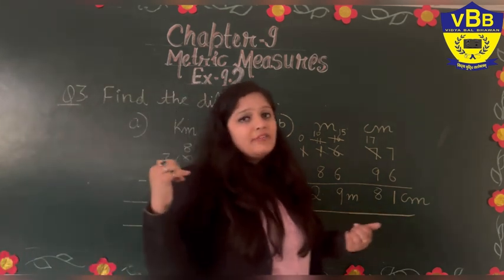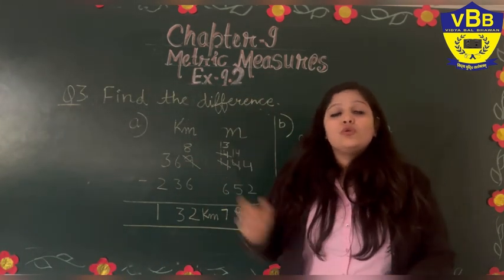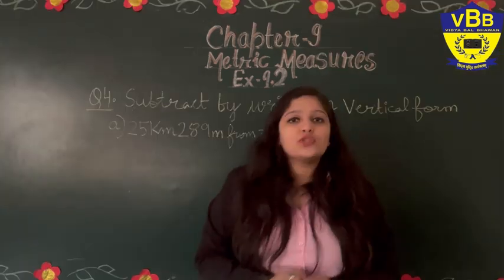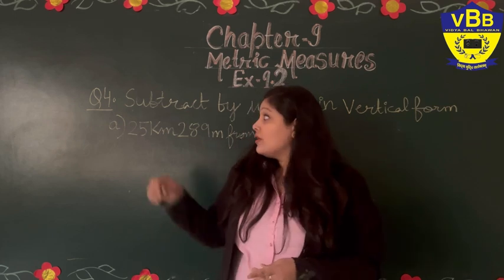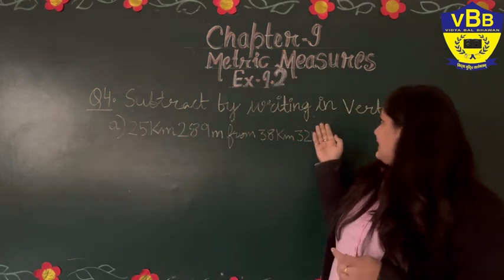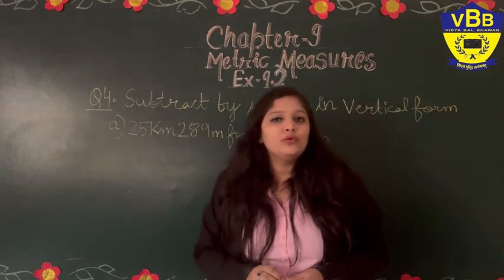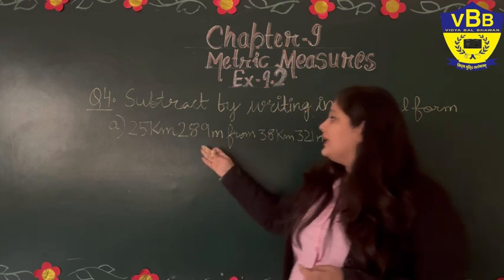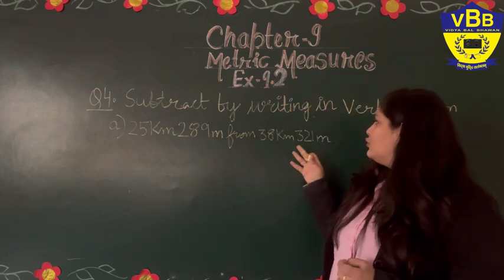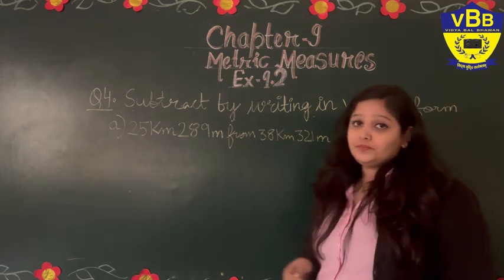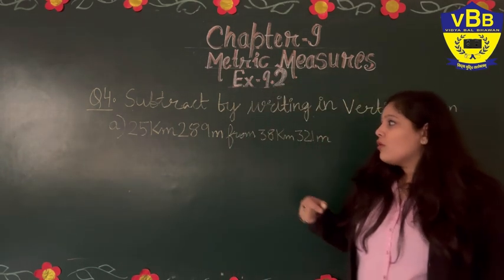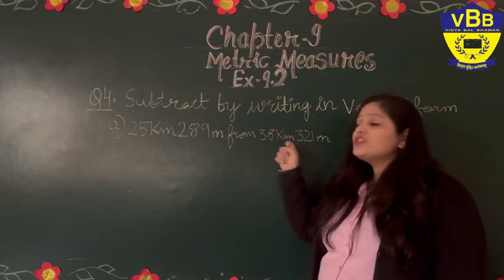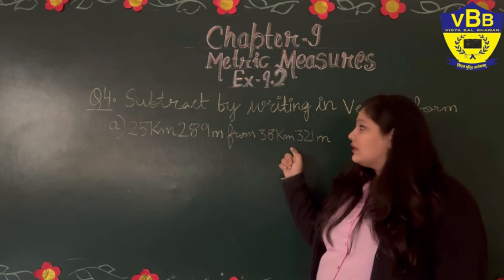So as you can see, we have done 2 parts, A and B part. So you will do C part on your own at home. You can note it down. Now let's come to question number 4. Question number 4, subtract by writing in vertical form. This question we need to do in our notebooks, right? A part, 25 kilometer, 289 meter from 38 kilometer, 321 meter. So as you know, whichever term is written after from, it will come first. The term which is written after from will come first.